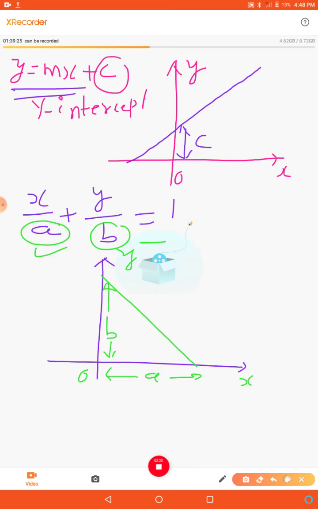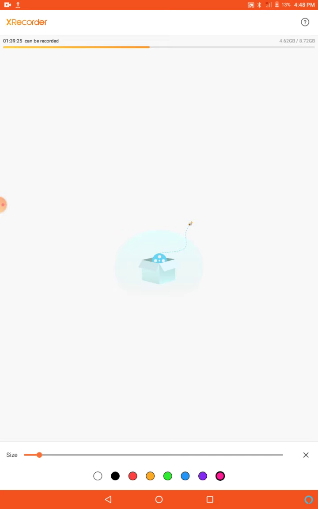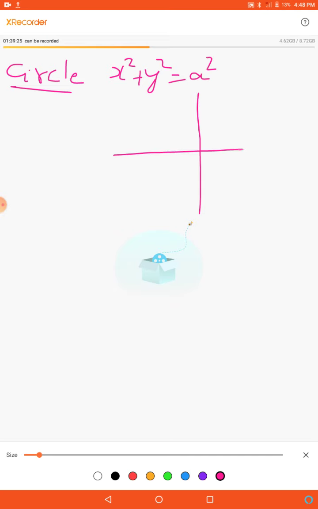Then we have the equation for what? The circle, the equation for a circle. So what is the equation for a circle? We shall talk of the circle. Any equation of the form x square plus y square is equal to a square represents the equation of a circle. That is the circle with 0 comma a as the y-intercept and a is the radius.